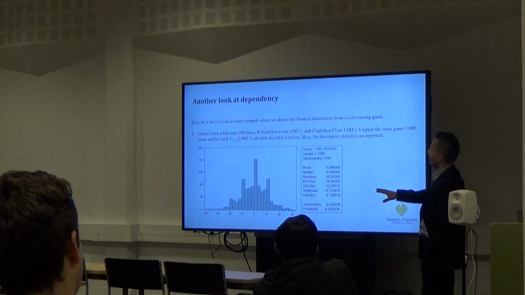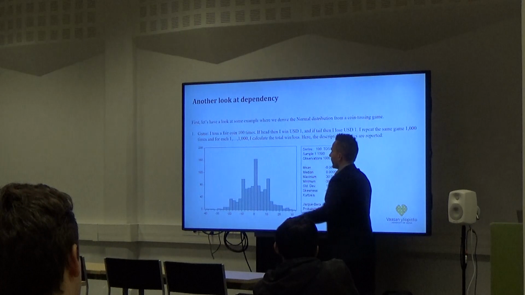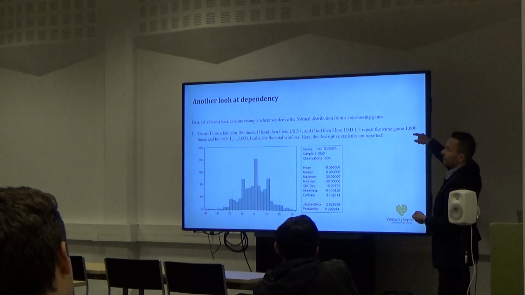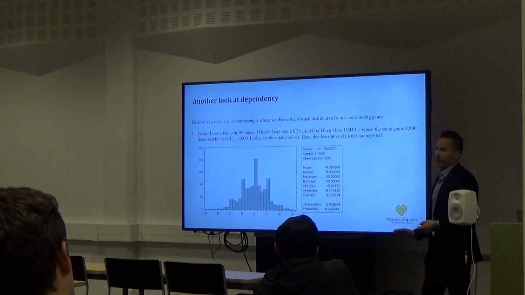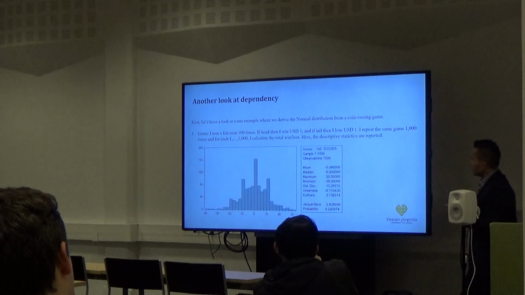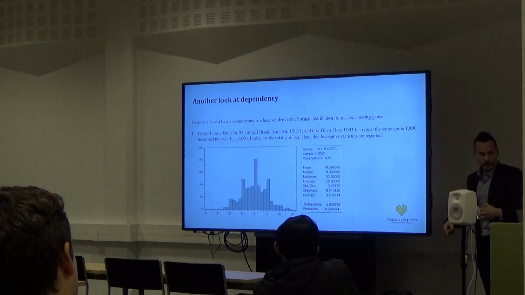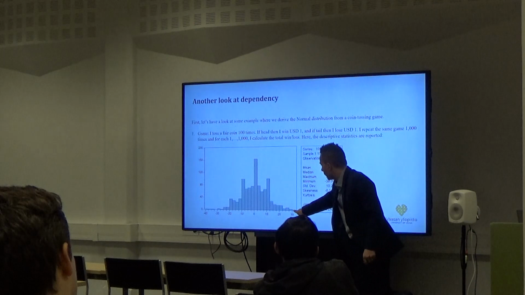And of course, it does not look like a smooth bell-shaped curve, because I would need infinitely many games in order to get this smooth-looking bell-shaped curve. But now remember, the maximum is here 30, and the minimum is minus 38, which you see here.